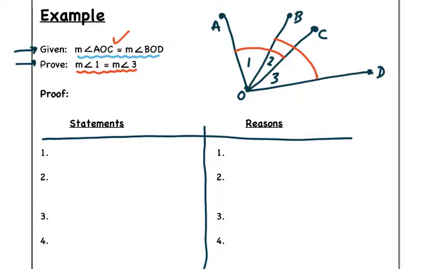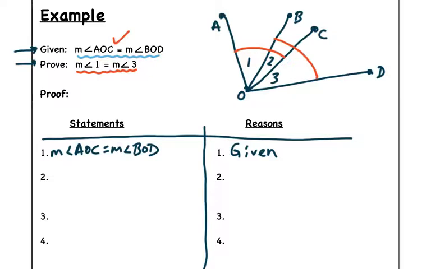So what's step 1? Always given. So all right, measure of angle AOC is equal to the measure of angle BOD. Reason, given. Always. Done. Okay. And we marked it in the diagram, and it looks very, very pretty. So now, how are we going to do this?